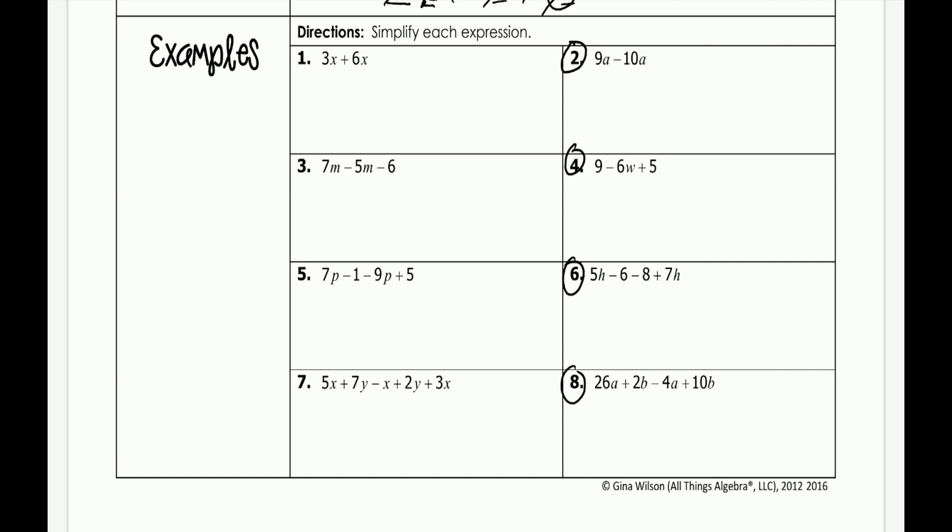So what is 6 plus 3? You should be able to tell me it's 9. And then our variable is an x, so we're going to tack that on. And that right there is the simplified version of number 1, so that's our answer.